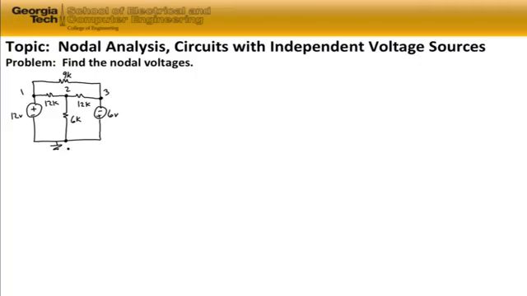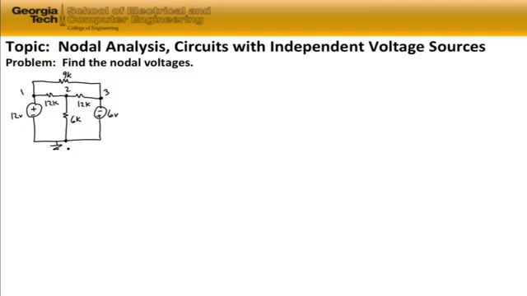So we're going to write the nodal equations around each one of these nodes. And again, what we're looking for when we do nodal analysis is the nodal voltages. If we can find the nodal voltages for node 1, node 2, and node 3, then we've accomplished what we set out to do using nodal analysis. First of all, we can look at node 1.